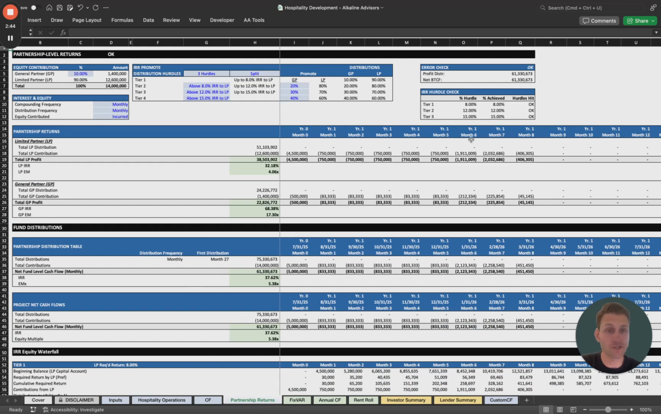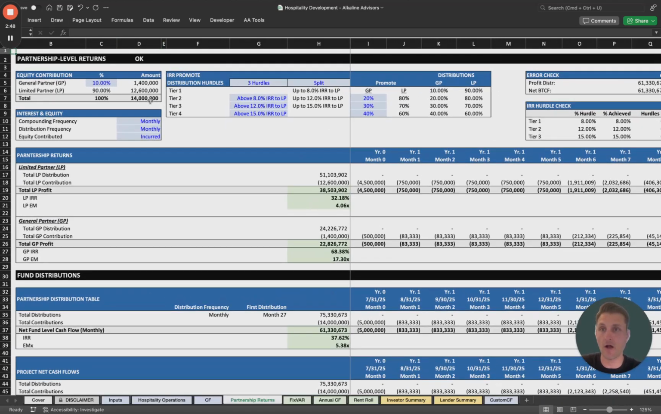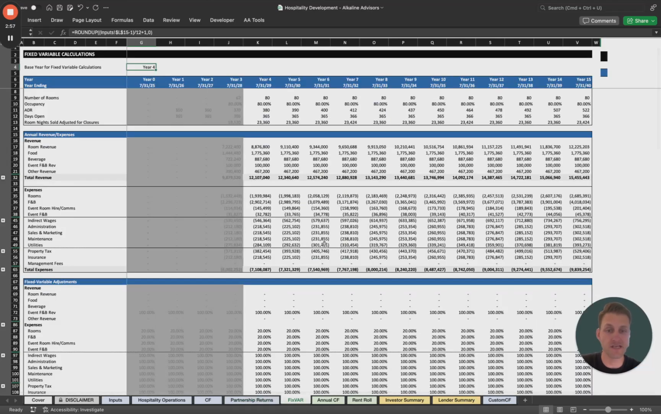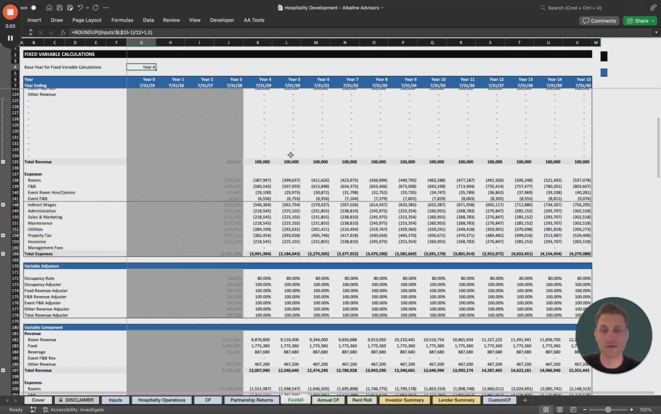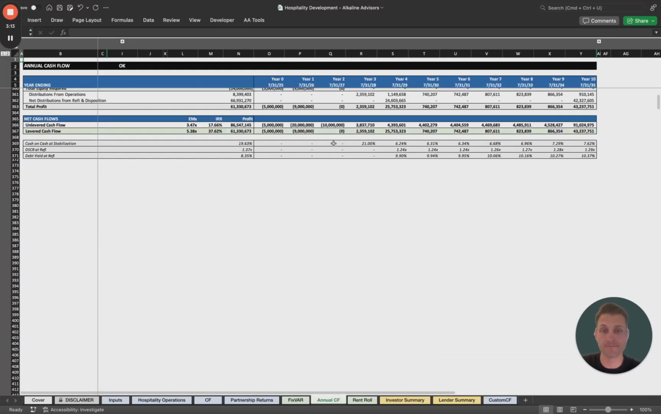Next, we have the partnership return section. This is where we will segment out our GP versus our LP return profiles. And then these three tabs are output tabs specifically. So on the FixVar tab, this is how we're calculating our fixed variable calculations for both the other revenues and the operating expenses. Then we have the annual cash flow tab. This is essentially the CF tab, but in a yearly snapshot versus a monthly snapshot.